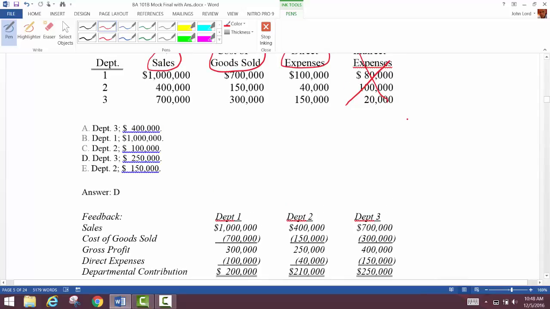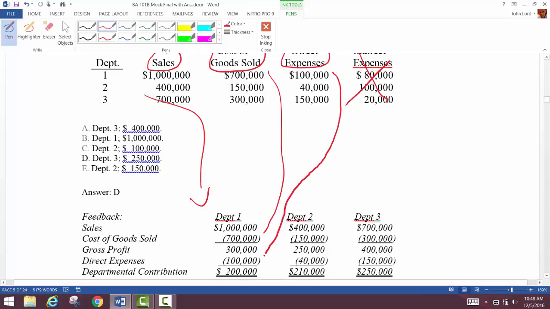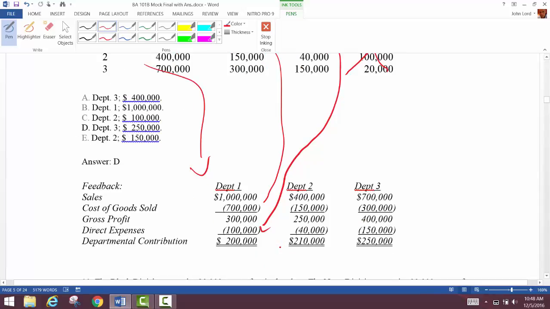You just pick those up from up there. Department 1, sales, versus the cost of goods sold, versus just the direct cost. Oops. What did I do? Pick up Department 3's cost of goods sold there. I don't want that. I want the direct. Okay, and I do that for all three departments, and when I do, it looks like Department 3 is the winner.